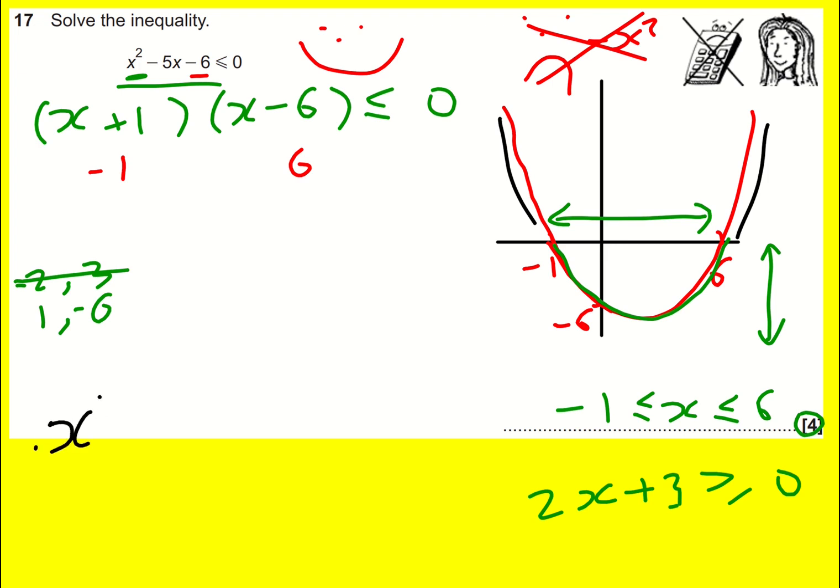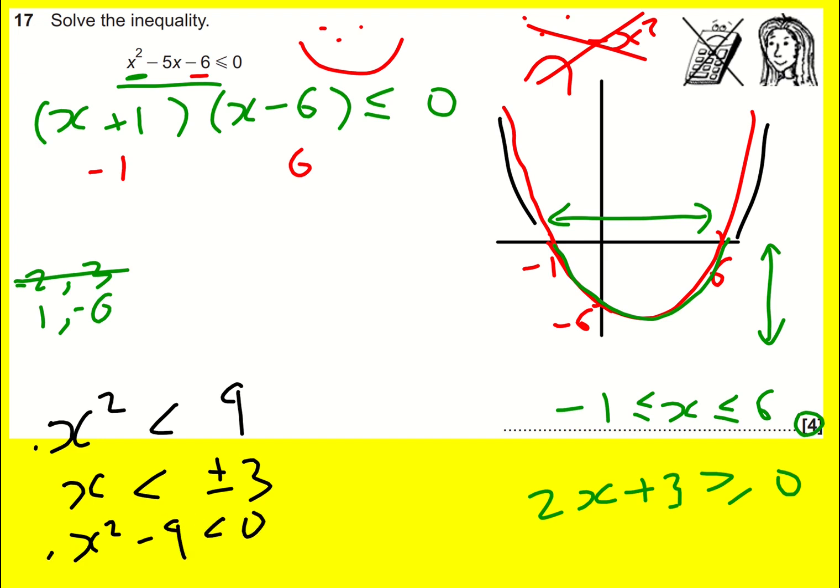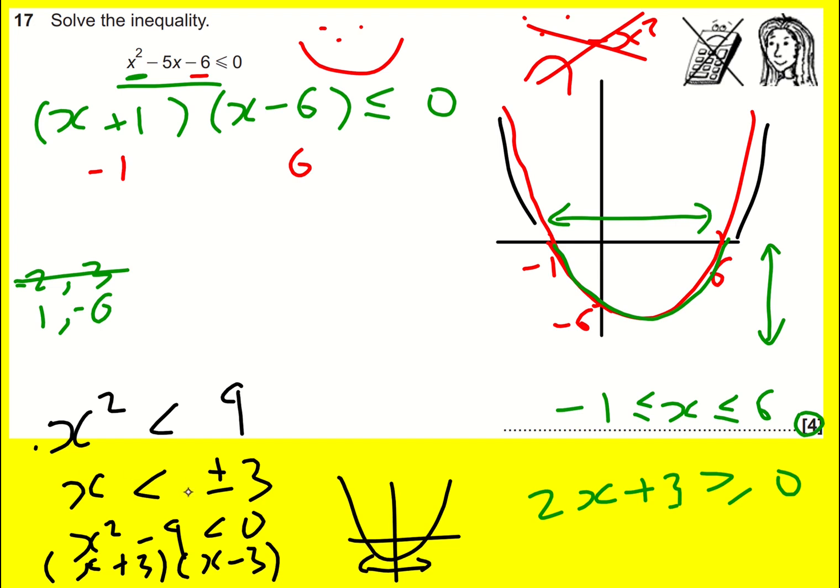Because what I see sometimes is people do x squared less than 9, and they want to take a square root. They think, oh, I can square root that, and I'm going to get plus or minus 3 here. That works when it's an equation, but it does not work when it's a quadratic inequality. In fact, you should write this as x squared minus 9 less than 0, and factorize it. Whilst the roots might be plus or minus 3, if we then draw the graph, we see that the region would be between minus 3 and 3, which is very different to what this is saying.